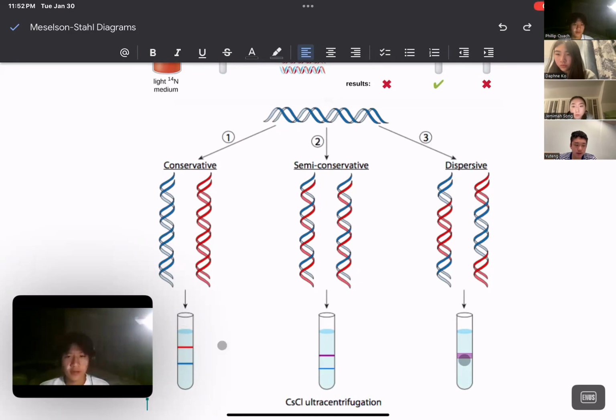Dispersive would also be incorrect because in the data shown in Meselson and Stahl's experiment, there were two distinguishable bands, a thin one for hybrid and a thick one for pure N14. In the dispersive experiment, only the hybrid DNA was present.